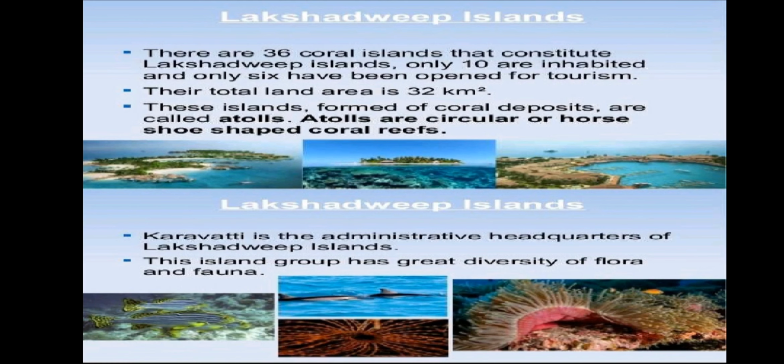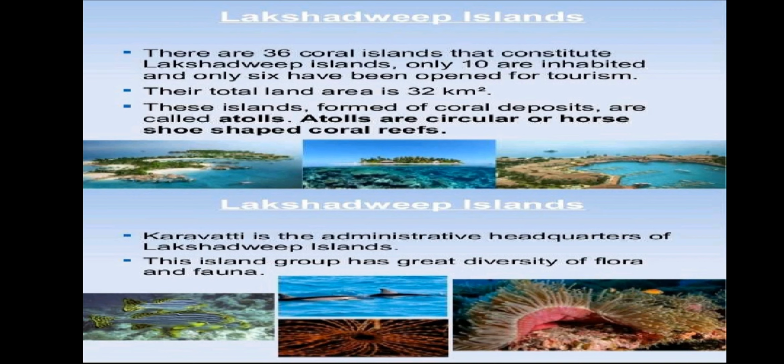Now, if we talk about Lakshadweep Islands, these are 36 coral islands. I told you why it is called a coral island, because these islands are formed by the deposition of skeletons of microscopic species called coral polyps on the seabed. That's why these islands are called coral islands, and 36 of them constitute Lakshadweep. Only 10 are inhabited and only 6 have been opened for tourism. Their total land area is 32 square kilometers.